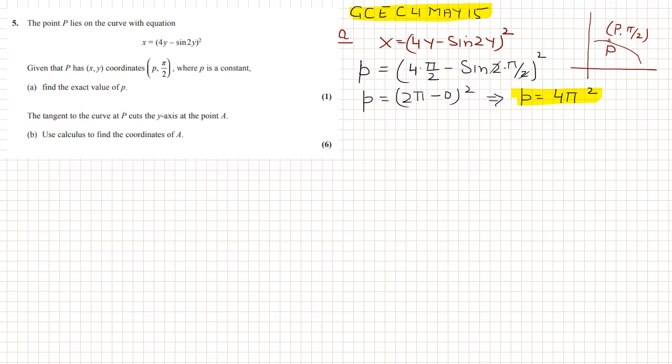The tangent to the curve at P cuts the y-axis at point A. So if there is a tangent cutting at A, use the calculus to find the coordinate of A. We know that x coordinate is 0. So we have to find the y coordinate. So first we have to find the equation of tangent. We have the point, we have to find dy over dx.